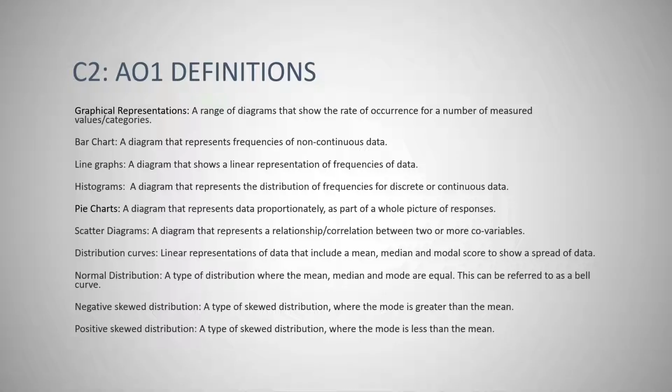Distribution curves. These are linear representations of data that include a mean, median, and modal score to show a spread of data. Normal distribution. These are a type of distribution where the mean, median, and mode are equal. This can be referred to as a bell curve.